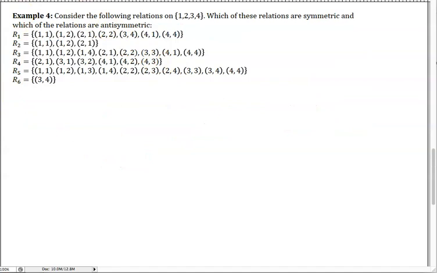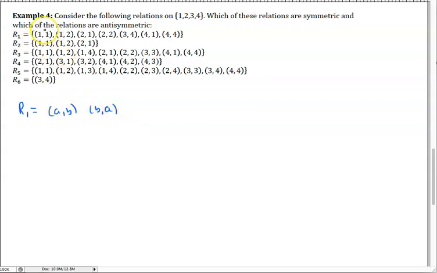Okay, so let's revisit the set of relations that we looked at before, I think in example 1. Now we want to determine which of these are symmetric and which are anti-symmetric. Let's look at R1. For it to be symmetric, if I have any term (a, b), then (b, a) also needs to be present. If there's a term of this form and its inverse is not in there, then it's not symmetric.